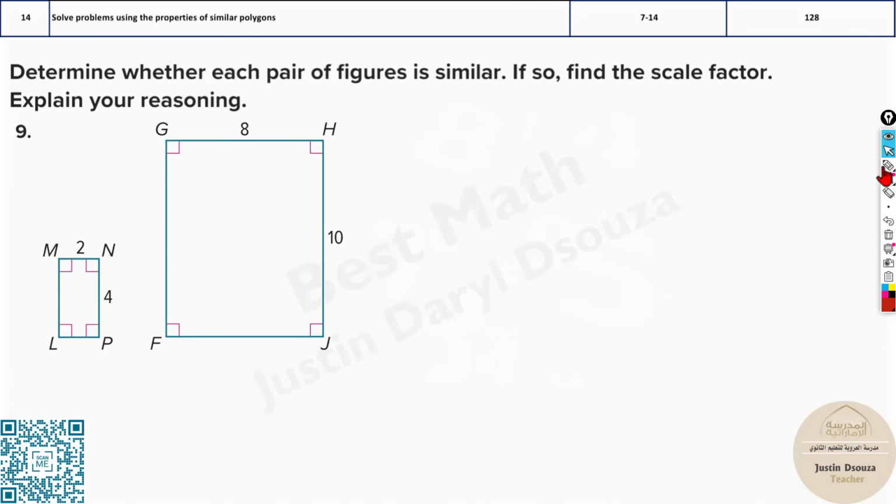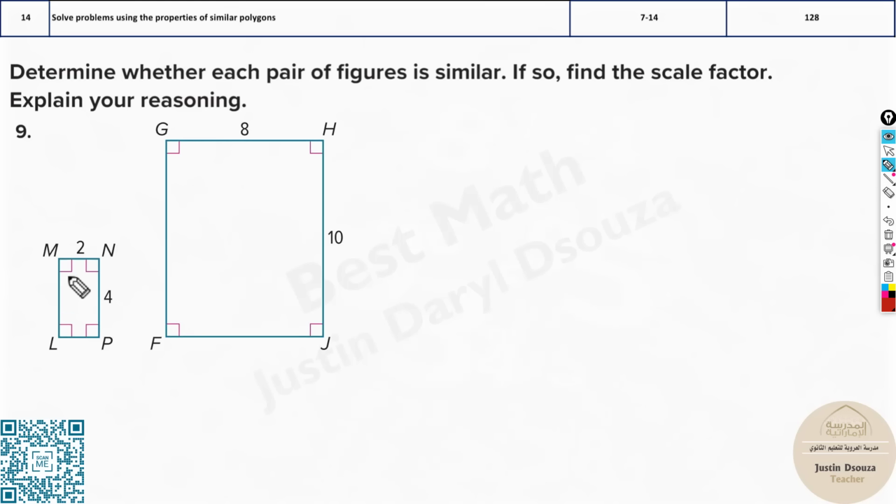What about this one? Here, this is not a triangle. So first you need to understand only for triangles, there is a third angle theorem. Basically, if there are two angles equal, then the third angle must be equal. And if all angles are equal, they are similar. But that is not the case for polygons or quadrilaterals.